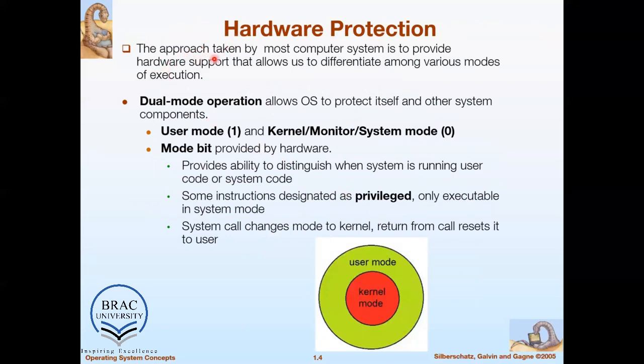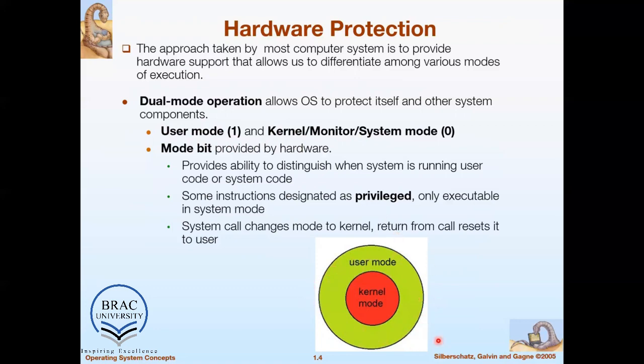The approach taken by most computer systems is to provide hardware support that allows us to differentiate among various modes of execution, which we call dual mode operation, allowing the operating system to protect itself and other system components. Now, there are two important modes of operation in which a program can execute, which are known as the user mode and kernel mode.